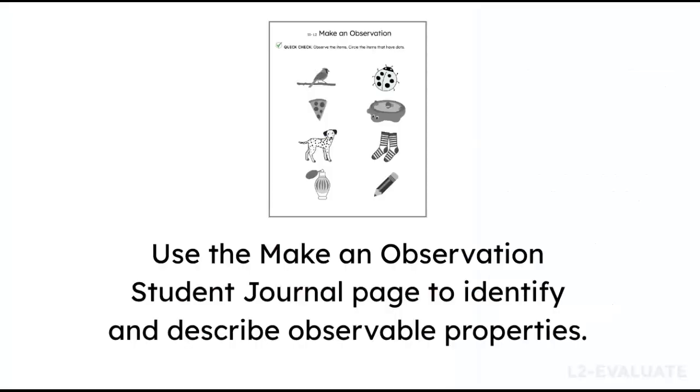In the evaluate portion of this lesson, students will use the Make an Observation student journal page to complete the quick check. This is an opportunity for students to demonstrate their understanding of an object and how it can be described and identified based on its observable properties. See the assessment tracker for guidance on this formative assessment.